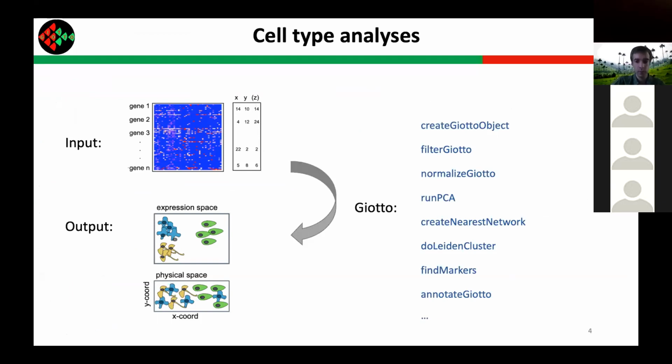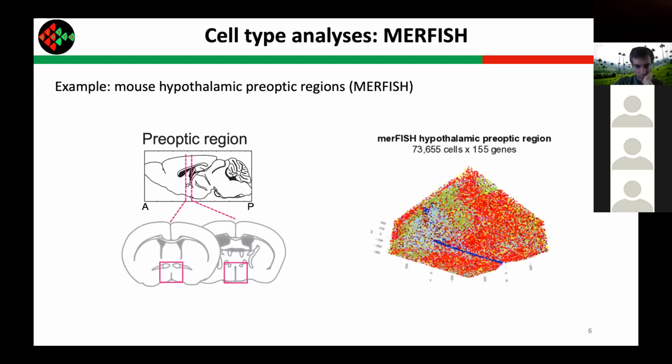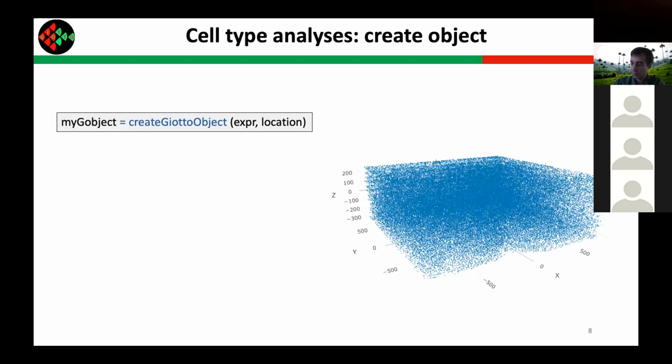Now I'm going to demonstrate the key steps in this procedure using a dataset generated by MERFISH technology on a piece of preoptic region in mouse. In this dataset, overall 155 genes were profiled in a number of two-dimensional slices along the z direction. To initialize the analysis, we take the expression matrix and the location matrix as input and use the create Giotto object function. Now we can already visualize the tissue architecture in the physical space. However, the internal information is not known yet.